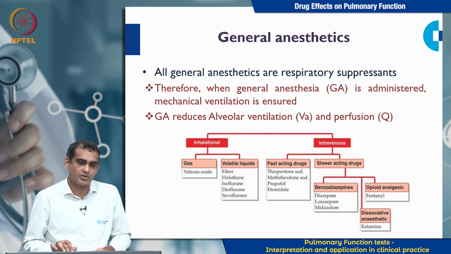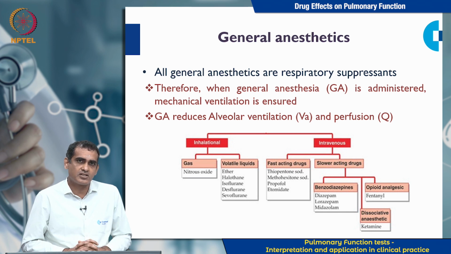Moving on to general anesthetics. We know that we will be using these medications when we put our patients for surgery, elective surgeries or emergency surgeries, because we want to paralyze them, we want to make them unconscious. General anesthesia is nothing but reversible unconsciousness. We can call it reversible death in that way.